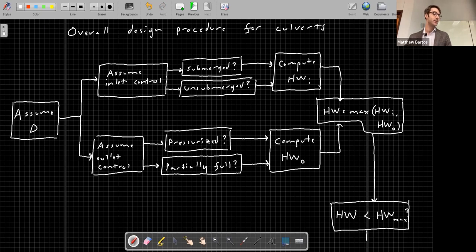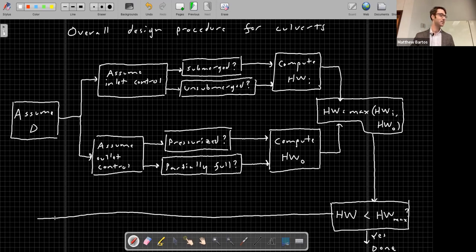And if so, we are done. What do you think happens if this condition doesn't hold? What do we have to do? Sorry? Yeah, we have to redesign. So we go back to this step here. And as you said, we redesign. So it's an iterative procedure.